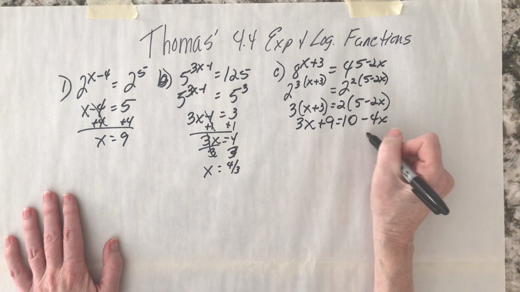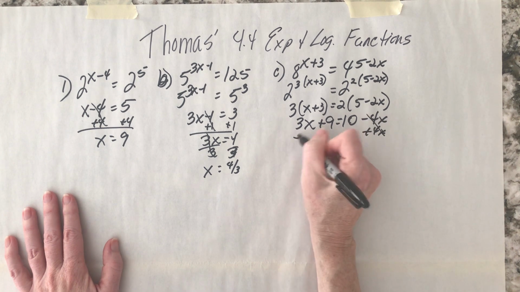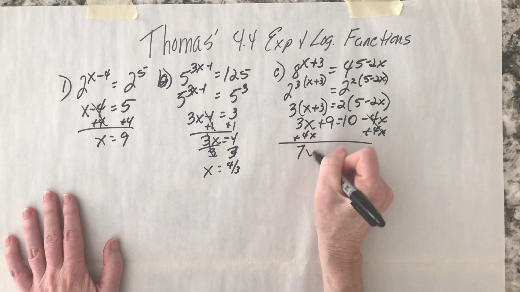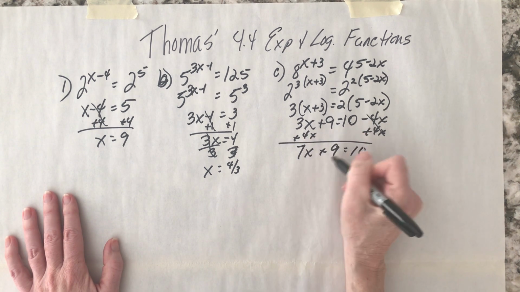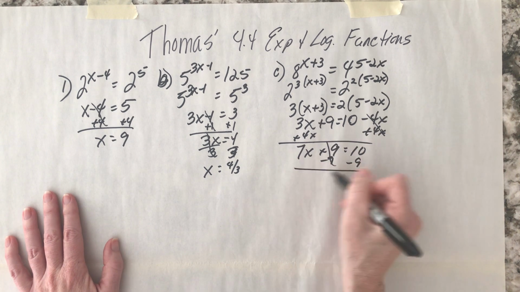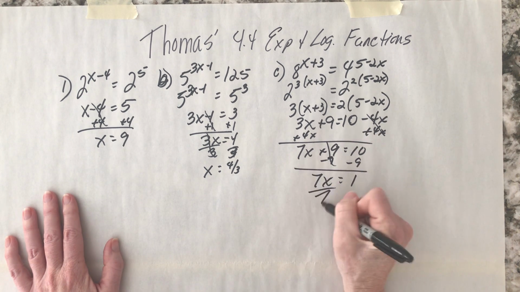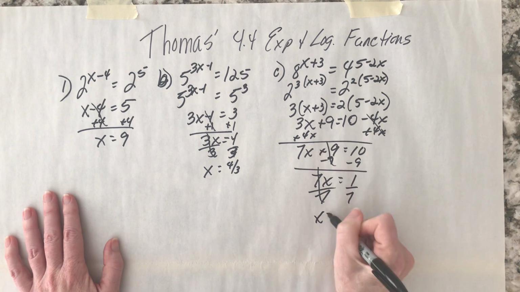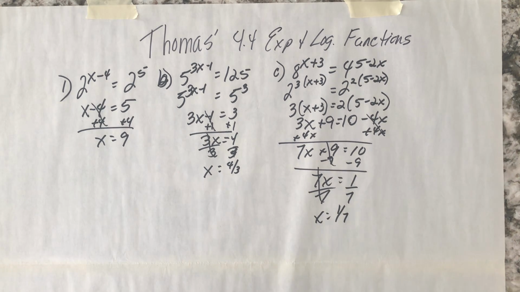I'm going to move stuff around. I'm going to move the 4x over. Move the 9 over. Divide by 7. So there we get our answer. X is 1/7.